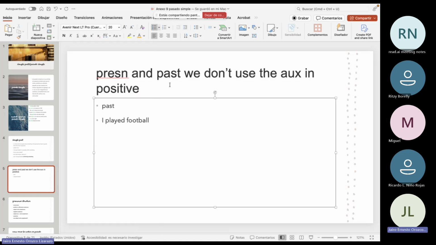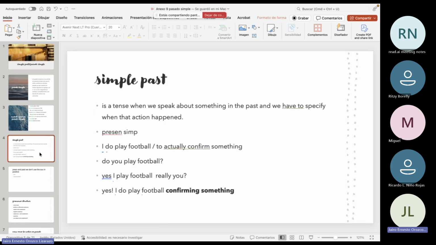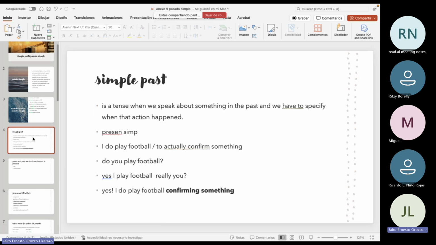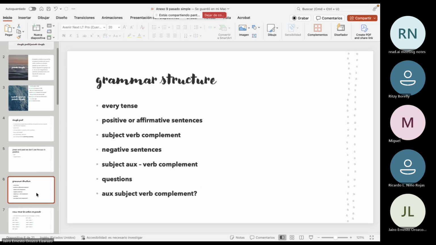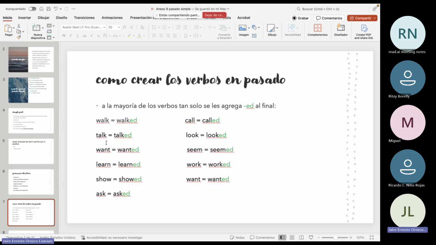So for present and past simple, we don't use the auxiliary in positive sentences, right? That is something that we have to keep in mind. Now, in past simple, we know that for most of the verbs, we only add -ed at the end. For example, walk, in past simple, walked; talk, talked; want, wanted; learn, in past simple, learned, etc.